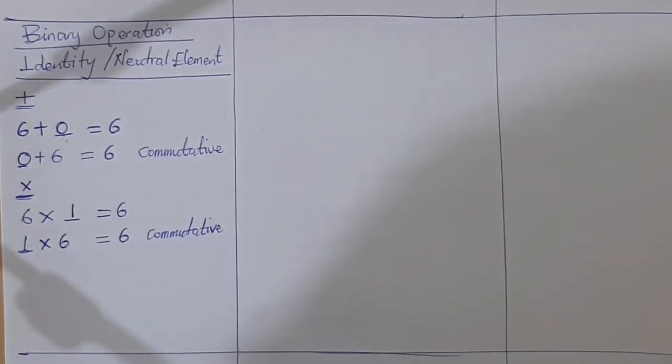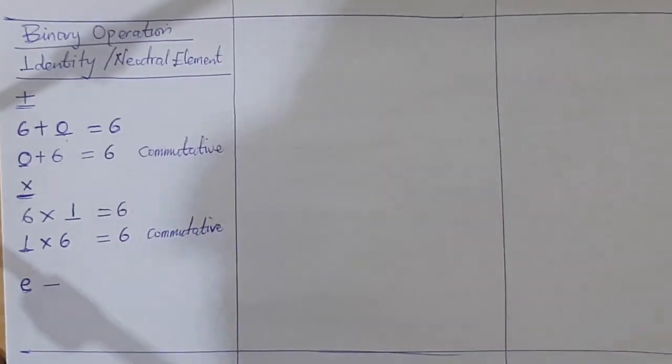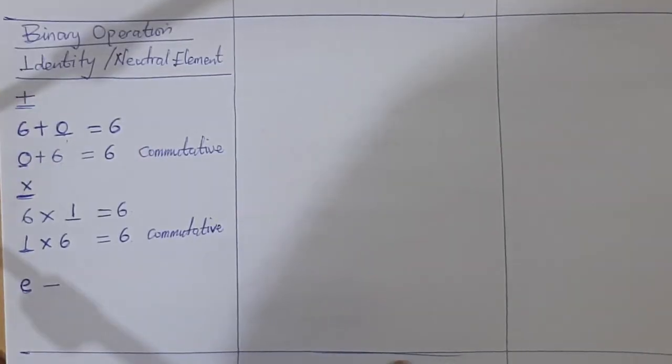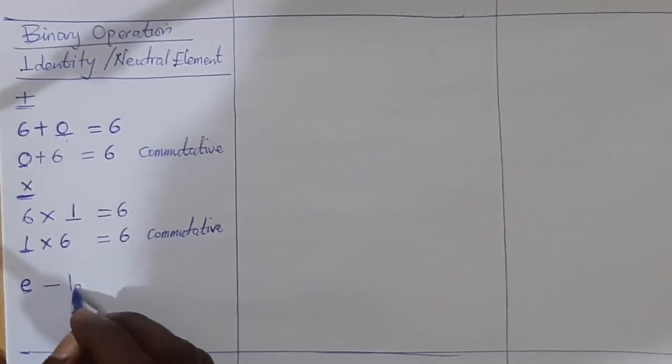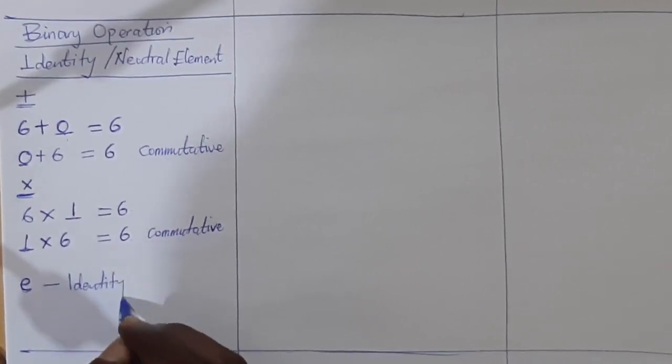Now, for binary operation, we are going to introduce an element which is on its own, and the element we use is E. So anytime you see E in a binary operation, we are referring to the neutral element or the identity element. The identity.